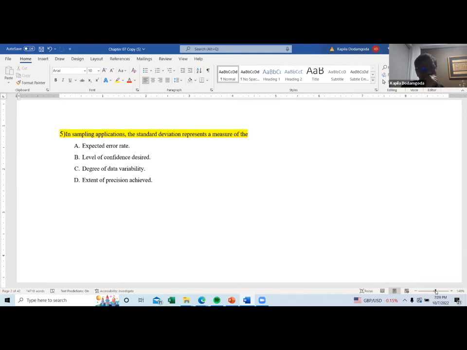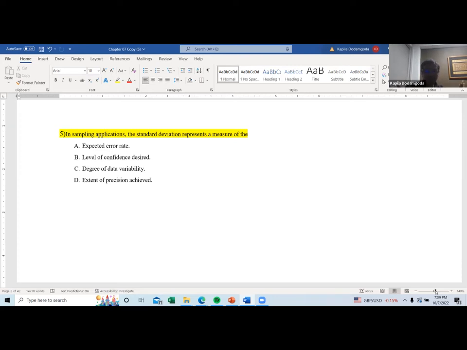Standard deviation is a measure of what? Expected error rate, level of confidence, degree of data variability, or the extent of precision achieved. Actually, what I told you, standard deviation measures whether the values are close to each other or whether the values are dispersed from each other.